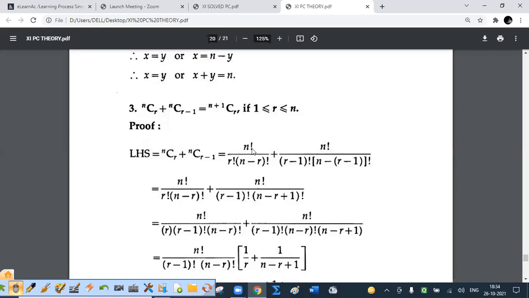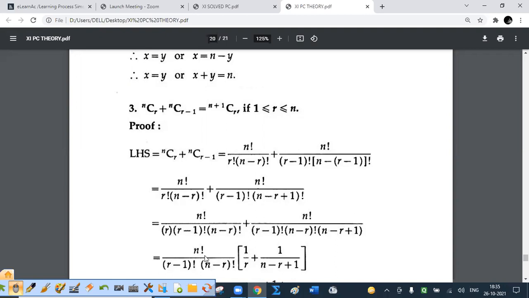This is not at all difficult. nCr is what? As per the formula, n factorial upon (n minus r) factorial into r factorial. What will be nC(r minus 1)? Prefix factorial upon (prefix minus suffix) factorial into suffix factorial. So you get this. Now, this r factorial can be written as (r minus 1) factorial into r. Factorial of any number is factorial of 1 less into that number. What about (n minus r plus 1) factorial? Same logic. Factorial of any number is factorial of 1 less, that is (n minus r) factorial, into that number.